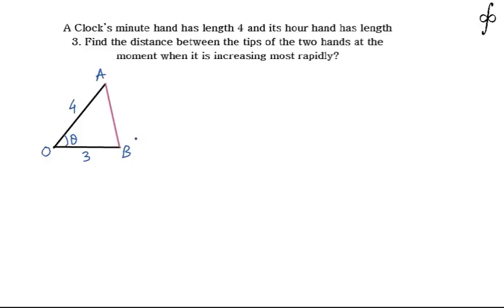Let's discuss this interesting problem. It says that a clock's minute hand has a length 4, suppose OA, and its hour hand has a length 3, that is OB. Find the distance between the tip of the two hands at the moment when it is increasing most rapidly. So we need to find out the length AB when the rate of change of AB is most rapid.